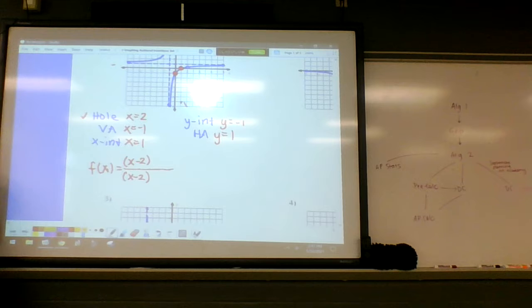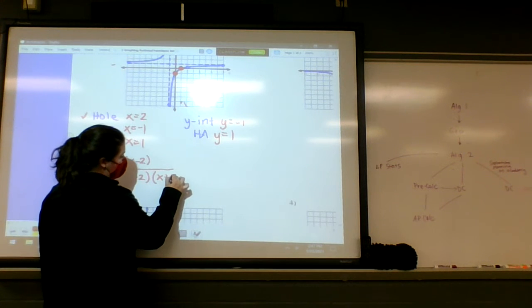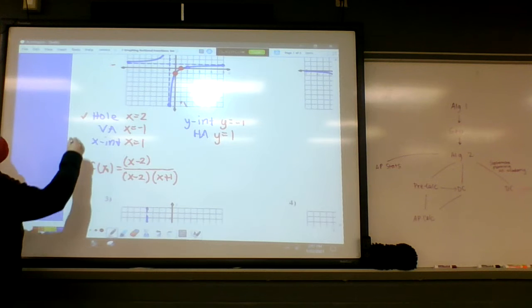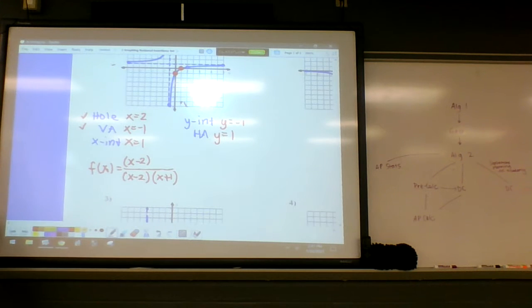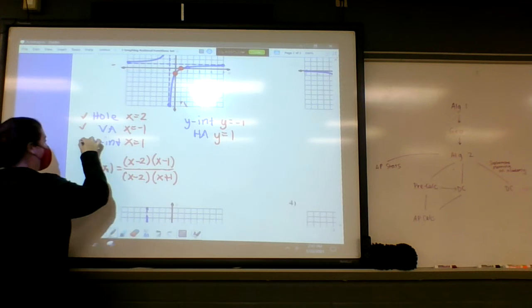There is a vertical asymptote at -1. So what will the factor look like? That's x equals -1. X plus 1, and will that be located in the top or the bottom? In the bottom. So bottom and x plus 1. So check on the vertical asymptote. The x-intercept. X equals 1. What will the factor look like? X minus 1, and will it be in the top or the bottom? That's the top, right? X-intercepts go in the top.